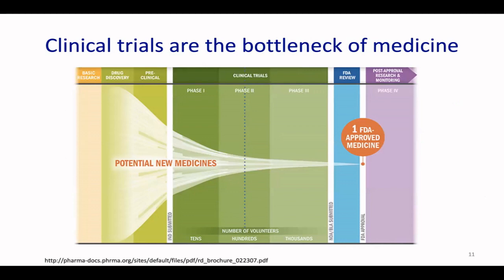Modern clinical trials are the bottleneck of medicine. If you look at this figure, from hundreds of new drugs you develop, only very few of them can pass through the clinical trials. This process is very slow and expensive. You can see here that the average cost of a phase 3 clinical trial is around $20 million.